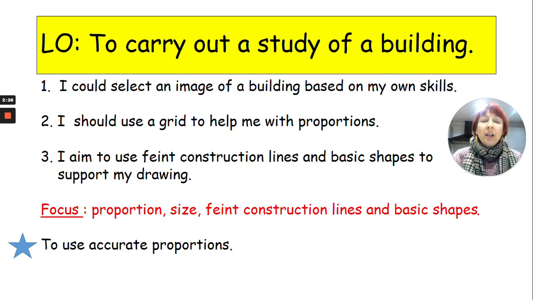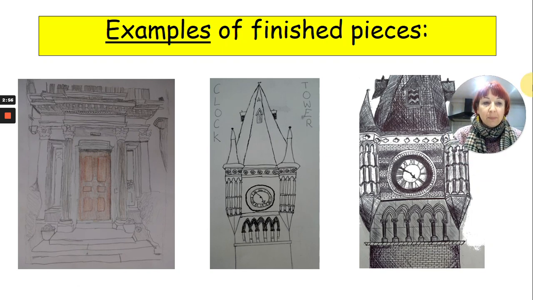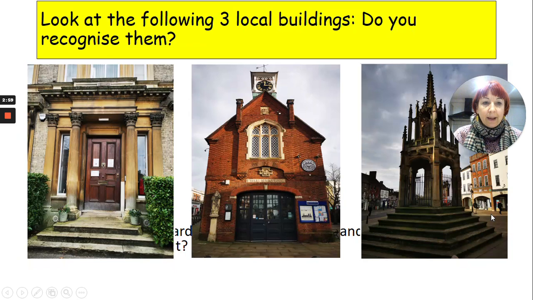And my star challenge for you, and it sounds easy but it's really tricky, is to use and develop your accurate proportions when you are enlarging something, to still keep the proportions accurate. Now, these are some examples of finished pieces of children who did this work last year. As I said, it's a two-part lesson. So these pieces are the finished pieces which took them approximately 2 hours to complete. So don't expect to complete your pieces today.